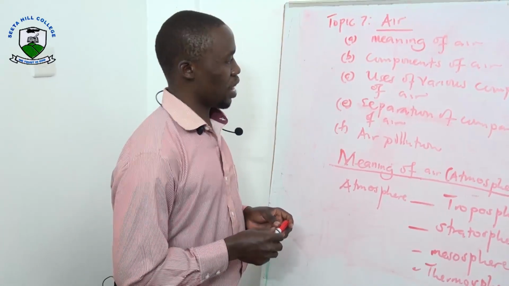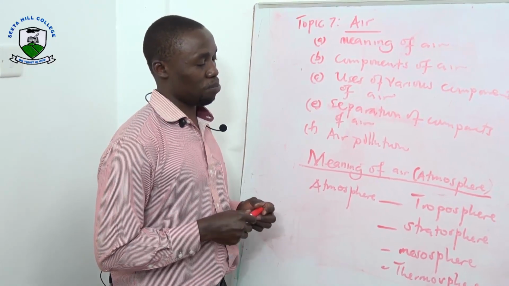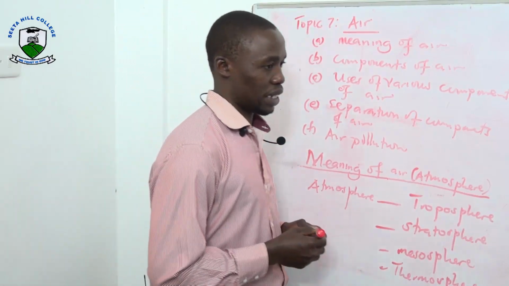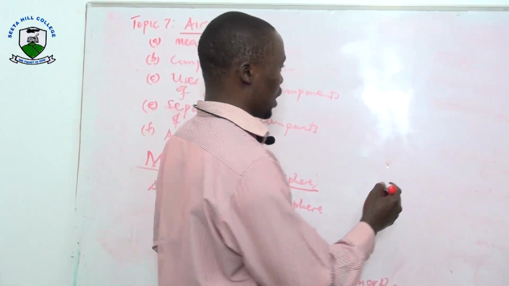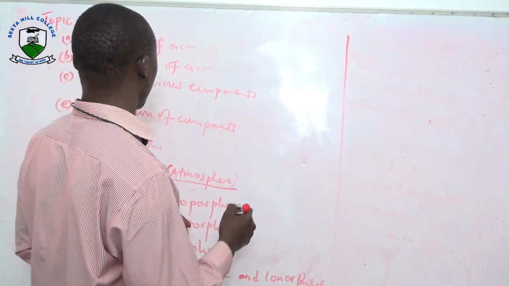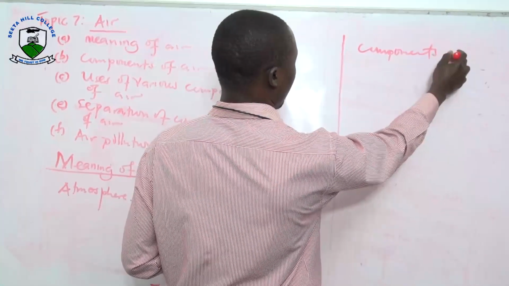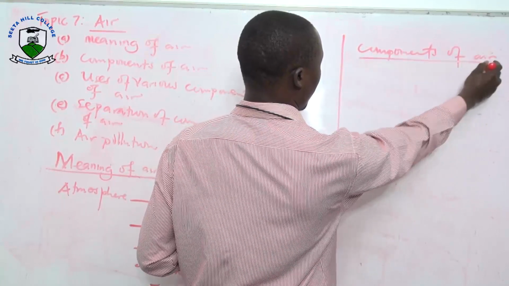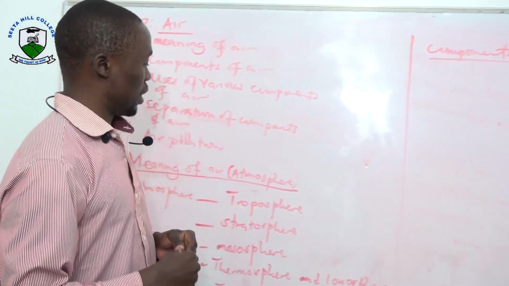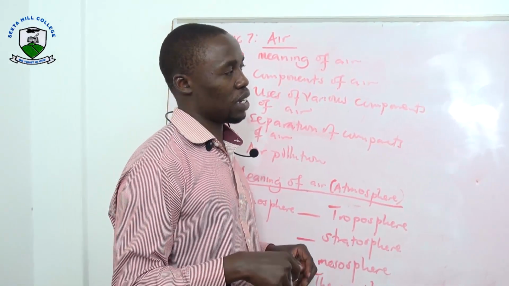Now going very fast, that means we've talked about what air means. Air simply means the mixture of gases or an atmosphere of gases. Now taking us down to another subheading called the components of air. That's your part now. We've said, what do we find in the atmosphere around us? What do we find in air?